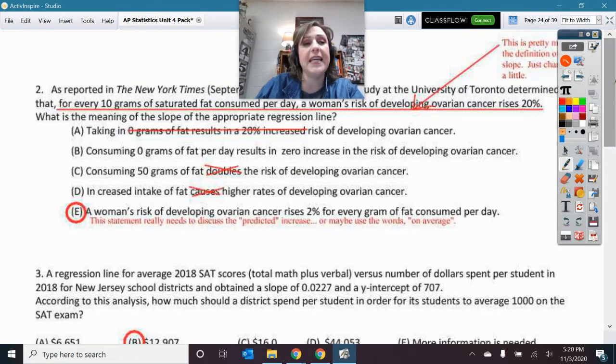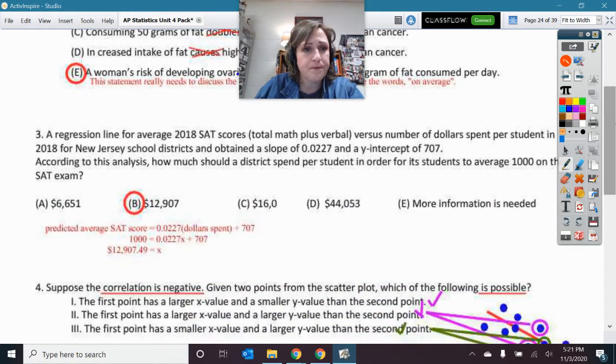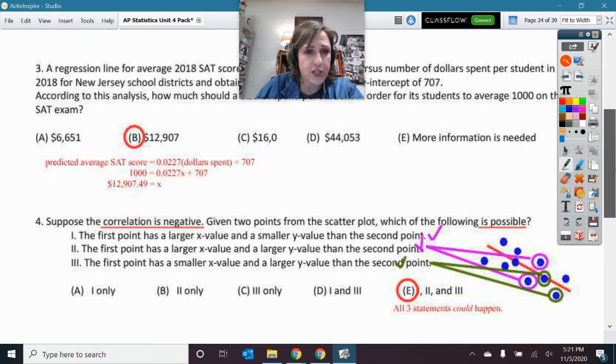Okay, next, here we go. This one was E, because this is pretty much saying the slope of the equation, which then transforms to this. The thing I don't like about it is it doesn't talk about the predicted increase, so that's kind of a weakness, but otherwise it was the best one. Here, our predicted SAT was 12,907 because we had our slope and our y-intercept.